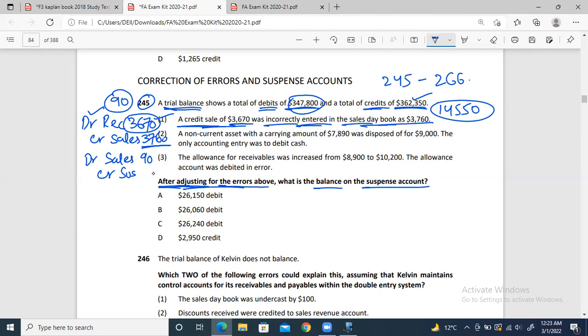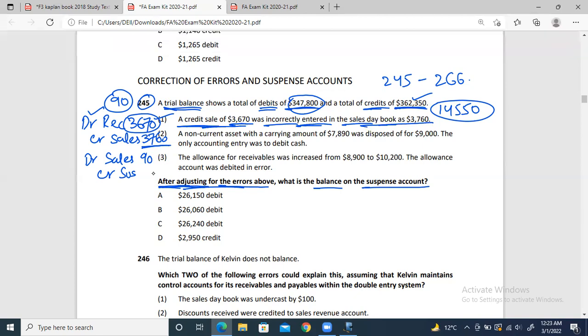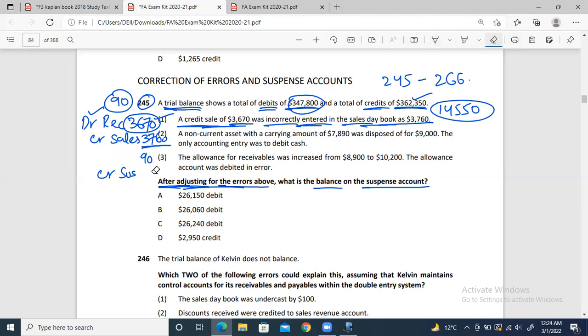And I just got to know that we have written both amounts wrong, because a credit sale contains a whole package, right? And that package is receivables as well and sales as well. So that means both amounts are written wrong. Let me erase this and do a quick correction. Both amounts were written with debit receivable 3760 and credit sales 3760. But actually the correct amount was 3670.